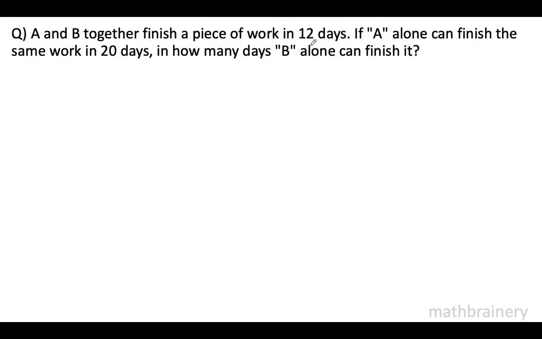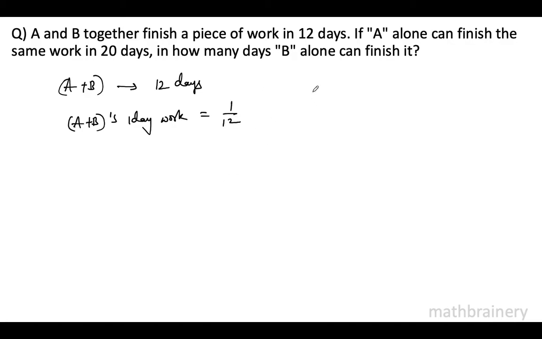A and B together finish a piece of work in 12 days. If A alone can finish the same work in 20 days, in how many days can B alone finish it? A plus B together can work for 12 days. Okay, then A plus B's 1 day work is, in 1 day they can do 1/12th of the work. Similarly, if A alone can finish the work in 20 days, then A's 1 day work is 1/20.